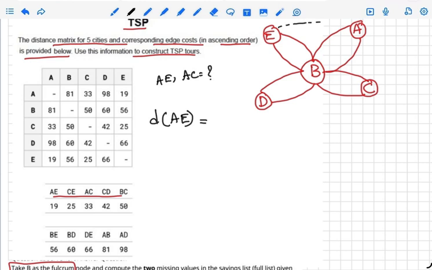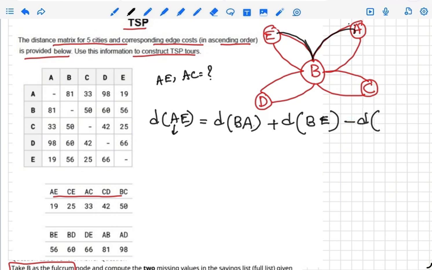A to E. B is the fulcrum node, right? So the saving is the distance from A to B, plus the distance from B to E. That is BA and BE, these 2 distances, minus the distance of AE.